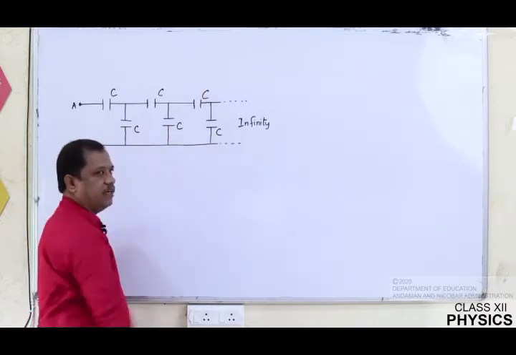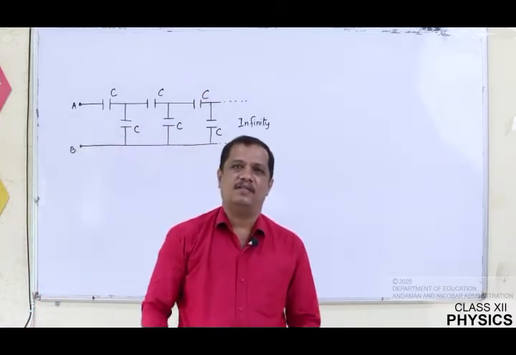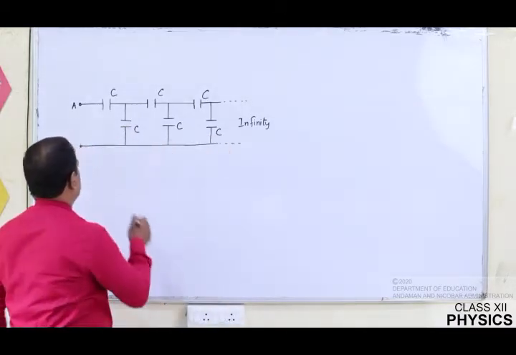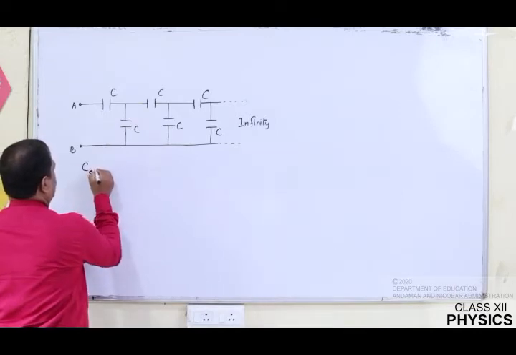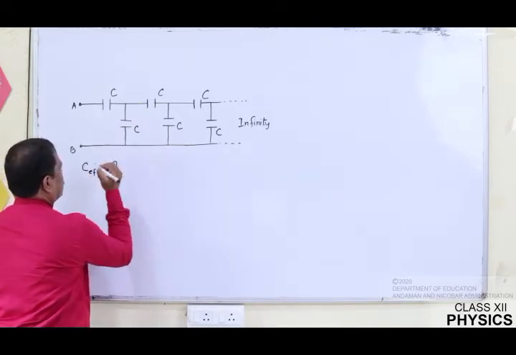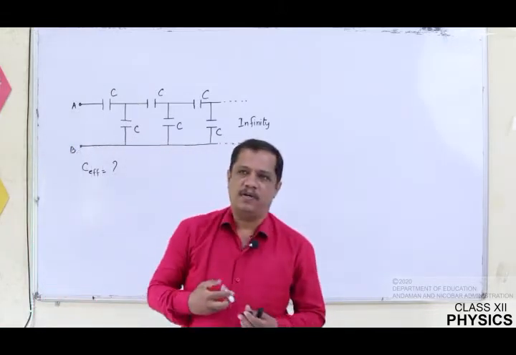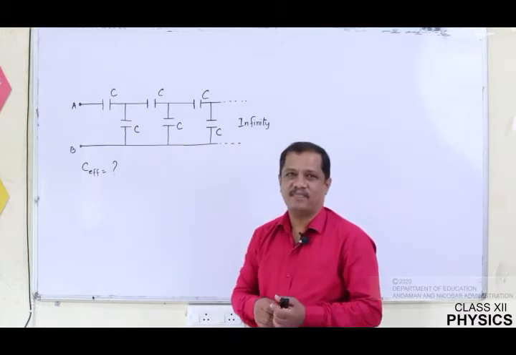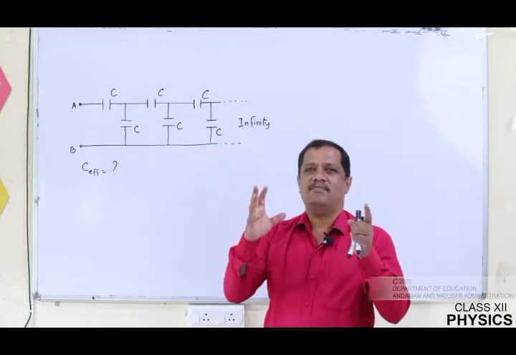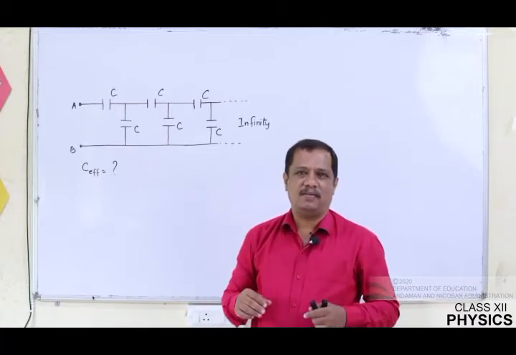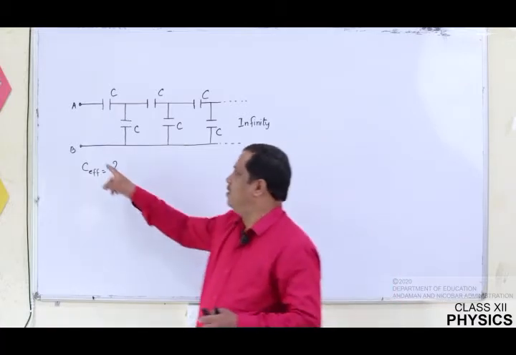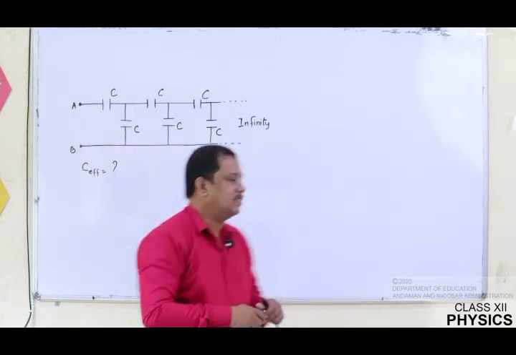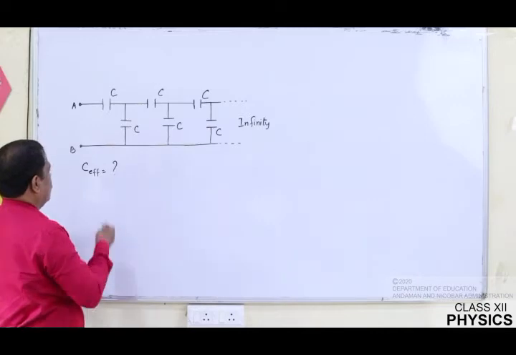This extends up to infinity, and I have to calculate the equivalent capacitance of this network. So what is the effective capacitance of this network? Now how to go about it? This network extends up to infinity. Definitely this is going to have some equivalent capacitance. So let me assume the equivalent capacitance across AB as C effective.